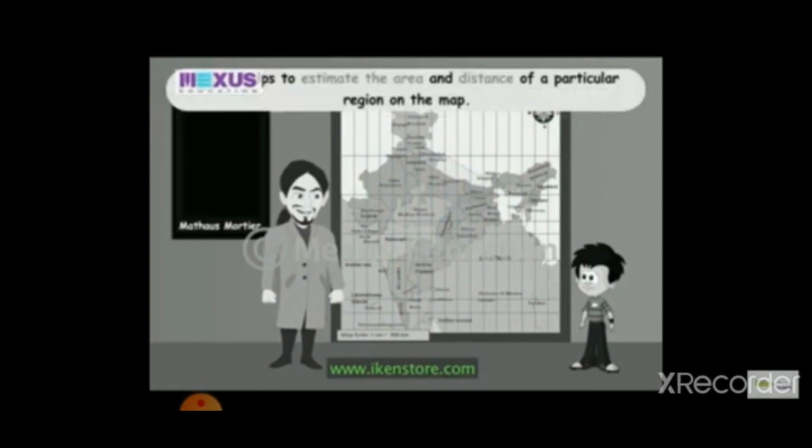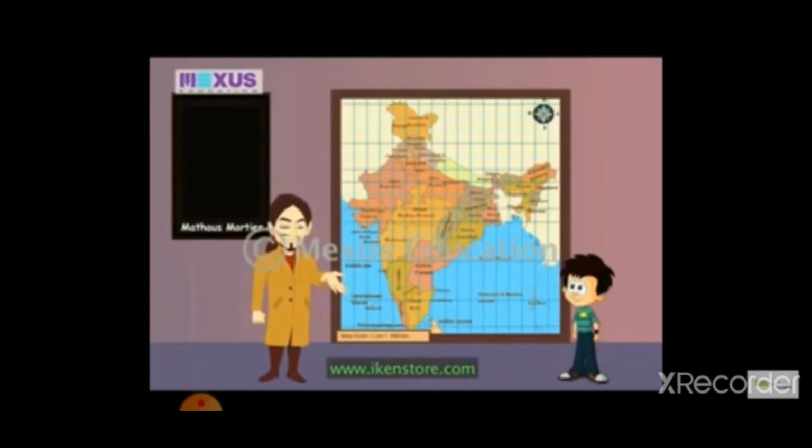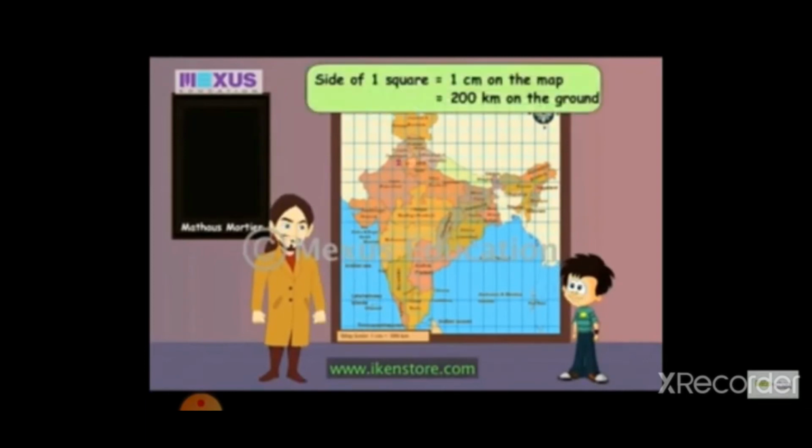Grids help us to estimate areas and distances on maps. Oh, area and distance both. But how? JC, look at the map and tell me what's written on the bottom left side. The scale is 1 centimeter is equal to 200 kilometer. This is called a map scale. Matt, what's a map scale? This means that 1 centimeter on the map is equal to 200 kilometers on the ground. Basically, the side of one square measures 1 centimeter on the map and 200 kilometers on the ground.